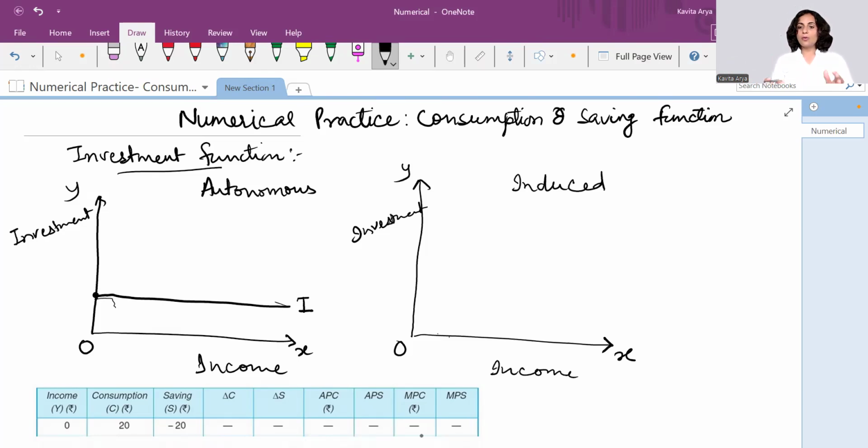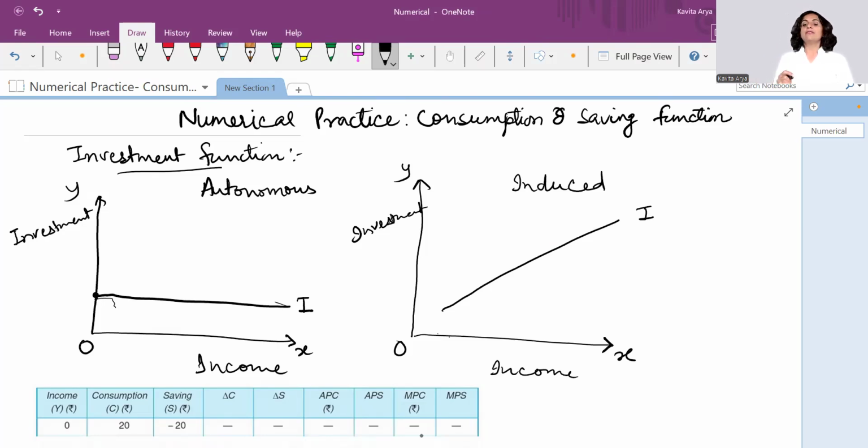So when we talk about this particular requirement of grade 12th, for the whole chapter, investment function remains a controlled variable and it is a constant variable and it goes parallel to the x-axis. Just for your knowledge, induced investment goes this way. It is positively related.